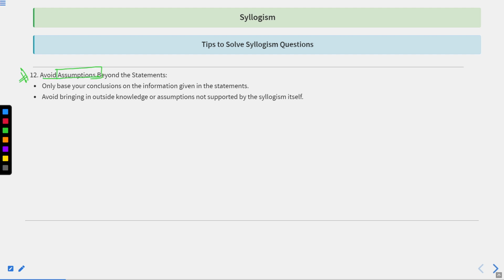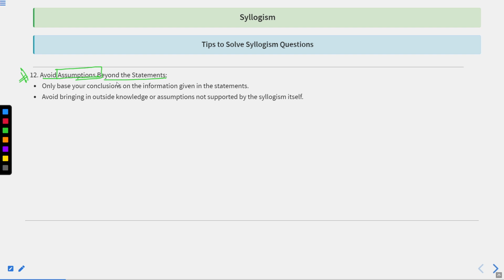Assumption should not be made beyond the statement. You may know that apples will not be green in color, they will be red in color, and then there is a statement mentioned that all apples are red or all apples are black. You cannot just neglect that sentence, or replace it by saying that this particular statement is not correct because universally it is not acceptable.